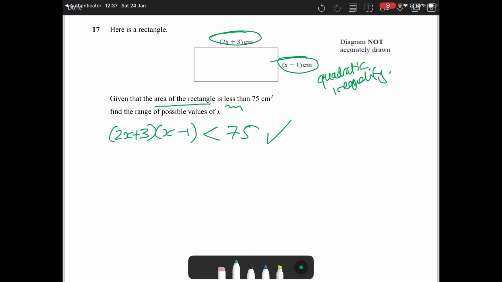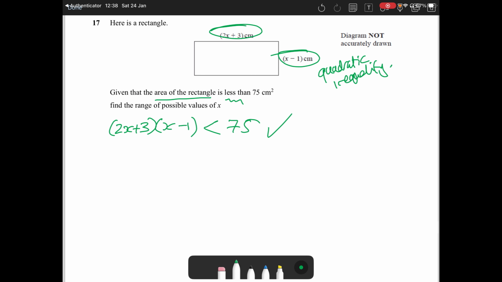Even if that's all you do, even if you have not a clue for the rest of the question, please write that. Don't leave with nothing, right? Now, here's what we do next. We multiply out the double brackets. Remember, FOIL. We love FOIL, right?